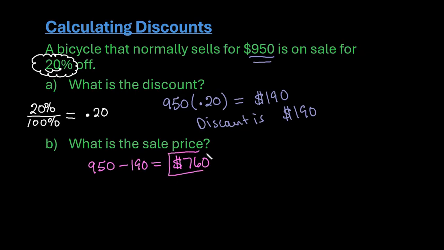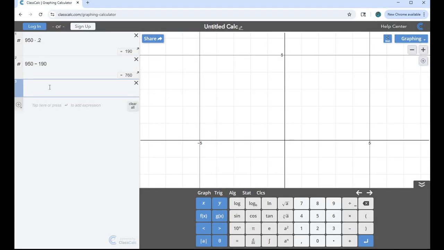If you don't want to go through the process of first calculating what the actual discount is, and you want to just go directly to this answer, you can do so by looking at the fact that since I'm getting 20% off, I'm really paying 80%. So I'm really paying 80% of the actual cost. I could have also gone directly to the sales price by taking 0.80 and multiplying it times the amount that I'm paying. And if I take 950 times 0.80, you can see that I also get $760.